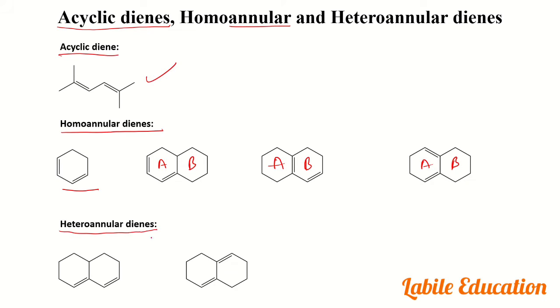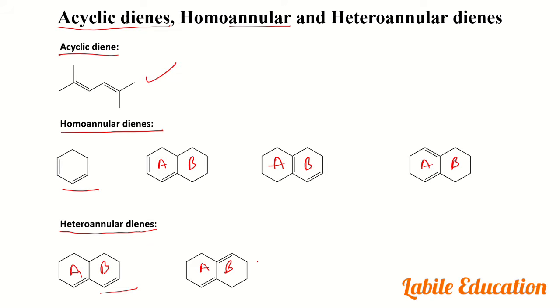Now the other is the heteroannular diene. Heteroannular means the double bonds are in different rings. Suppose there are two rings A and B, and one double bond is part of one ring and another double bond is part of the second ring. Although this carbon is also part of the second ring, both the carbons of the double bond are not part of the second ring B. So both the double bonds are in different rings. So this is a heteroannular diene system. And here also you can see both the double bonds are part of different rings, A and B.